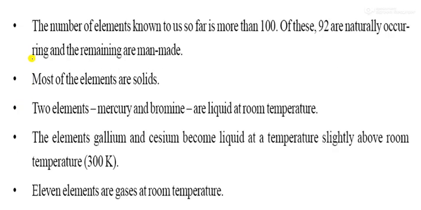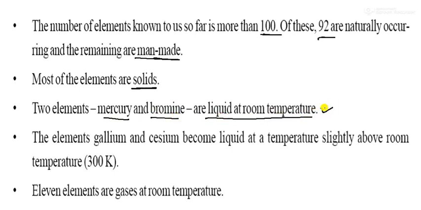Now the property of the elements. The number of elements known to us is more than 100, of these 92 are naturally occurring. The remaining are man-made. हमारे पास लगभग 100 के पास है, लेकिन 92 जो है नेचुरली हैं, बट और जो बनाए हैं आर्टिफिशियल हैं. Most of the elements are solid. जो मोस्ट हैं वो सॉलिड्स हैं अधिकतर. 2 elements, mercury and bromine, these are liquids at room temperature.